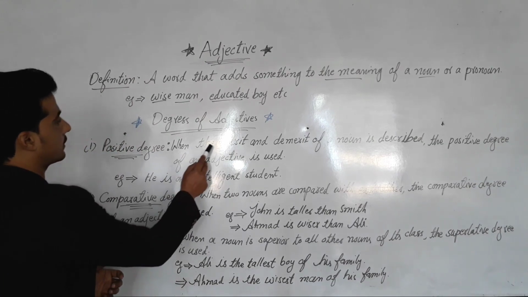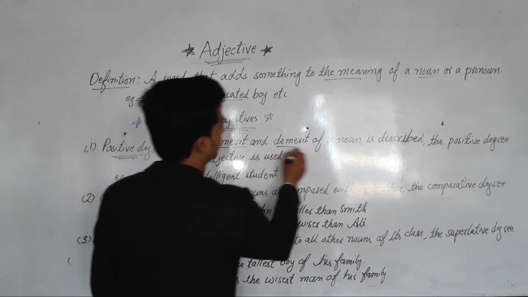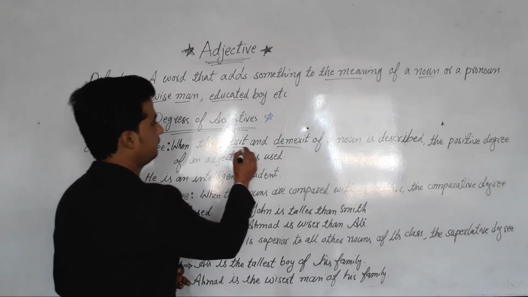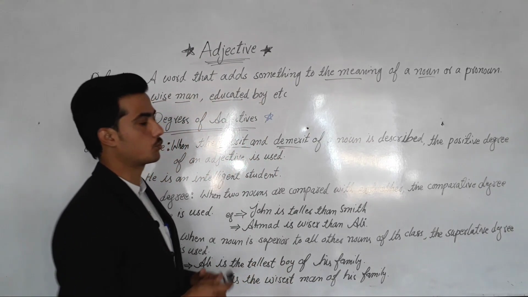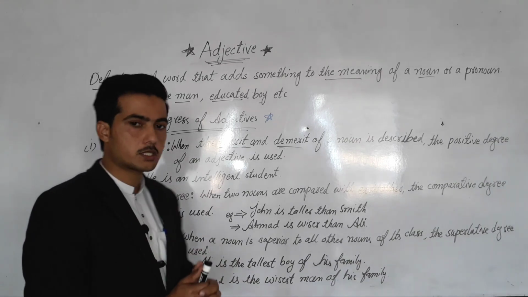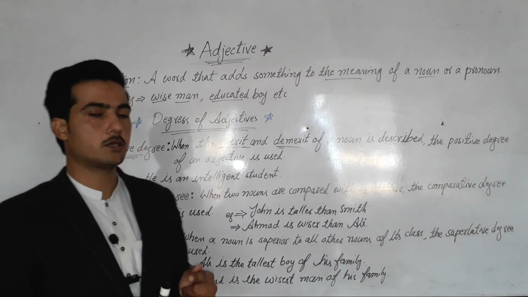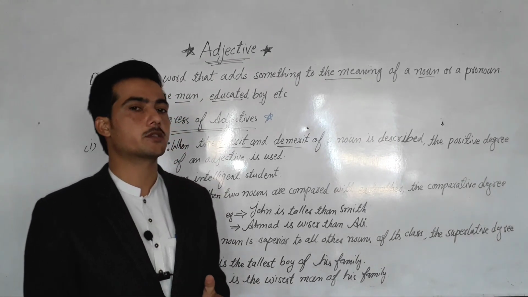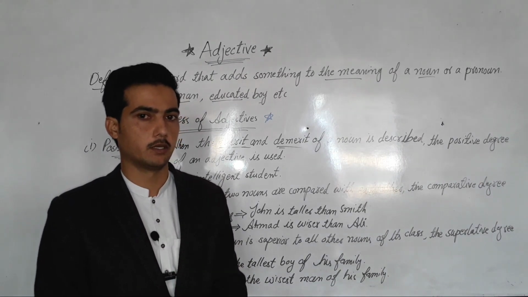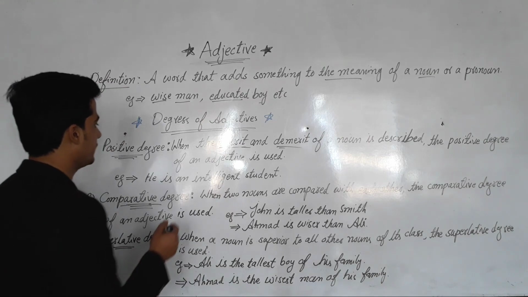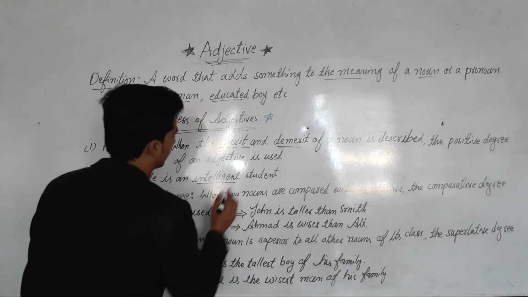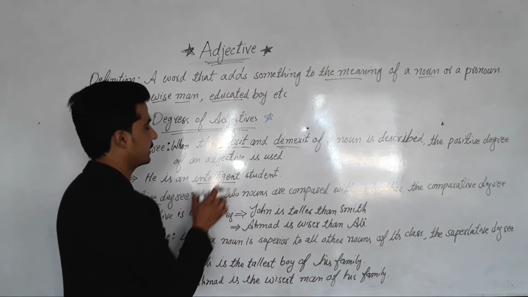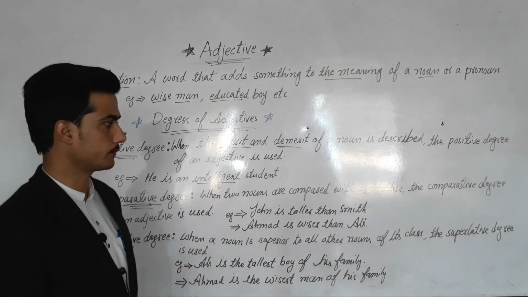Just look. When the merit and demerit of a noun is described, the positive degree of adjective is used. By the help of this definition, we know that the positive degree is used when we want to just describe the merit and demerit of a noun. So we need to put only the positive degree. For example, he is an intelligent boy. Now you can see here we talk about "he", so we have just written "intelligent". This is the positive degree.